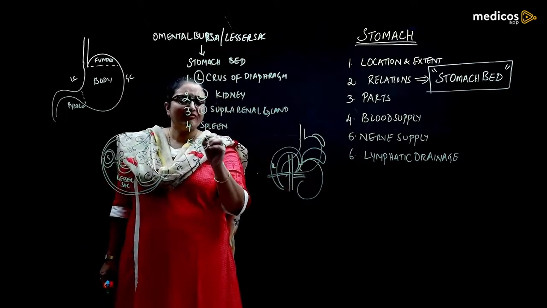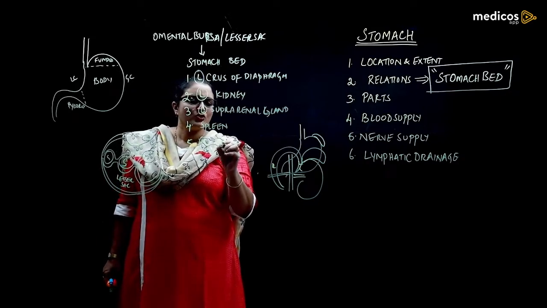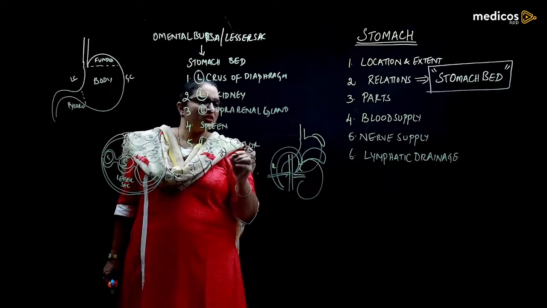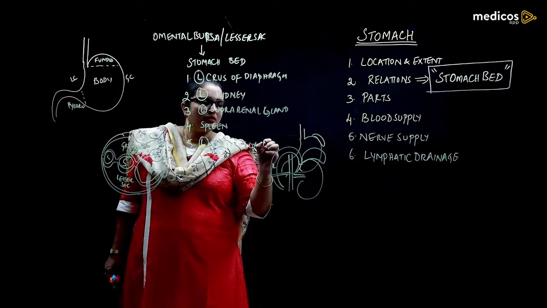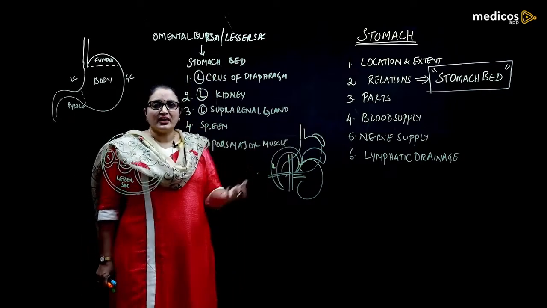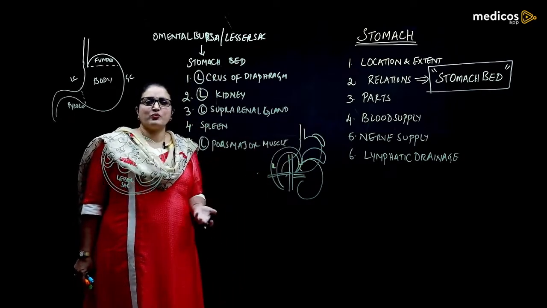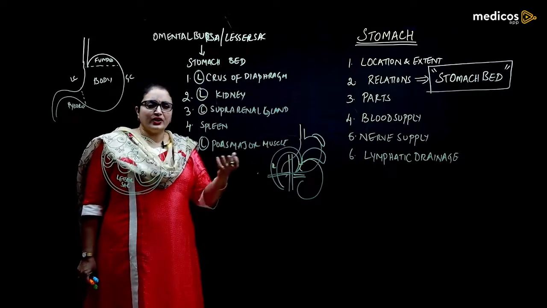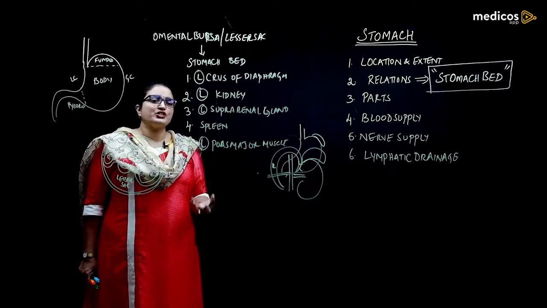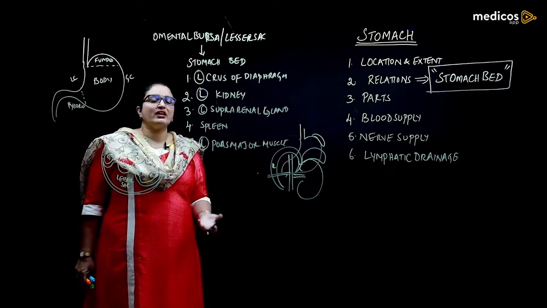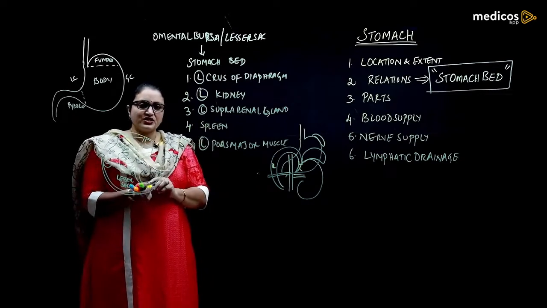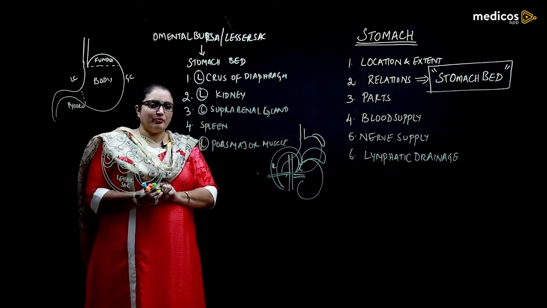Then you have the left psoas major muscle, as you are going more behind. So the left crus, left kidney, left suprarenal gland, then the spleen, then you have the left psoas major muscle, and in relation to the psoas major muscle you will have your left sympathetic ganglion and all those things. So please remember these major structures which are forming the stomach bed.